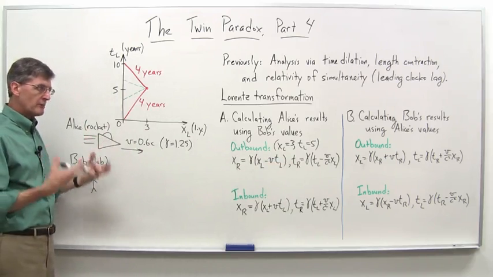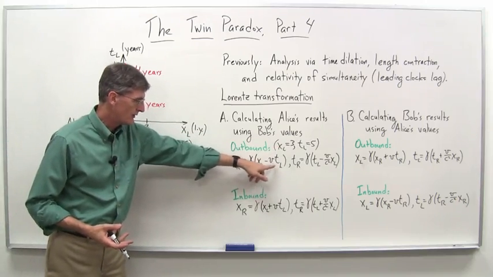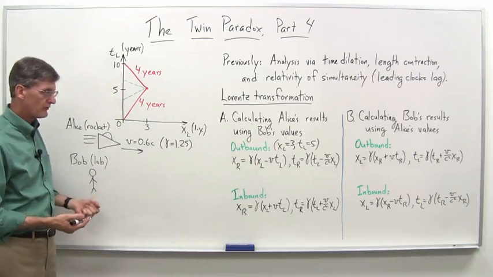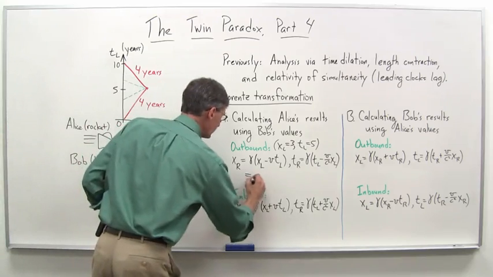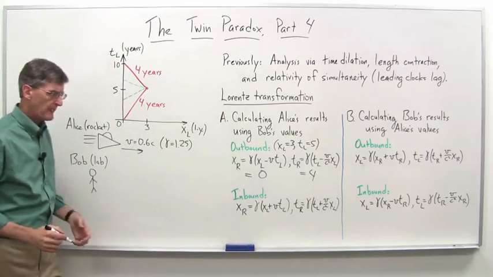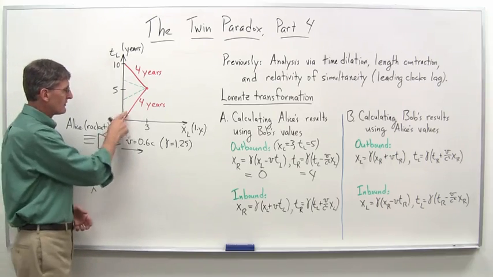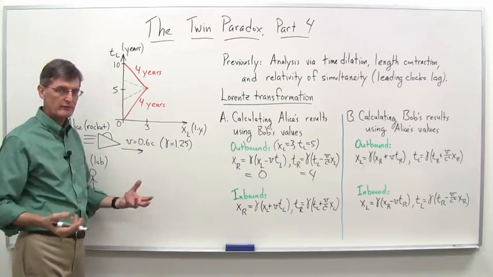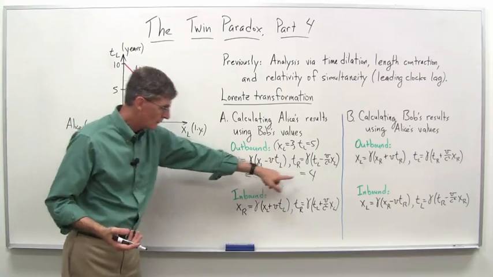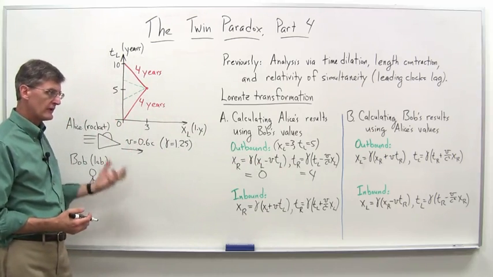If you plug the numbers in here, gamma is 1.25, plug these values in for xL and tL. V is 0.6c. We're using c equals 1 because we're doing light years per year for c. Plug that all in, and you'll find you get 0 for here, and you get 4 for that. And think a minute, does that make sense? Well, yes, because this is Alice's world line. In her frame of reference, she hasn't moved. She's at 0 in her frame of reference, and her clocks tick off 4 years, and that's what we got before. So yes, that does make sense there.